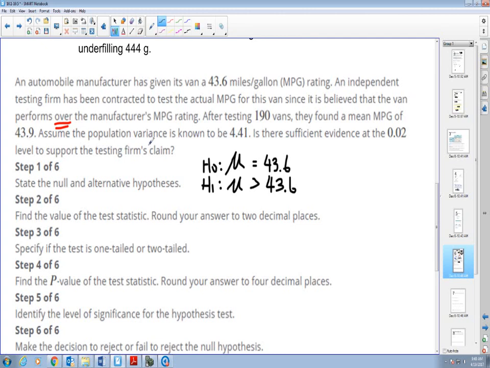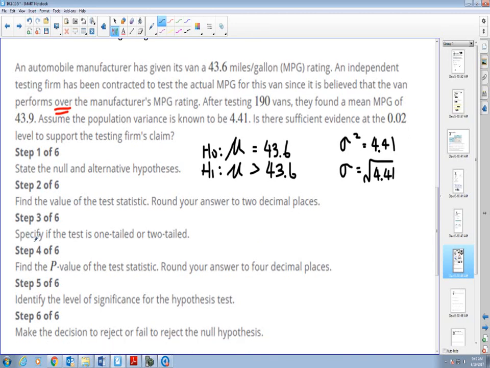Be careful now. This is population variance, 4.41. So the population standard deviation, because that's what I need to type in here in a minute, has to be the square root of 4.41. So we will type this in the calculator in a minute. Is there sufficient evidence at 0.02 level of significance to support the testing firm's claim?